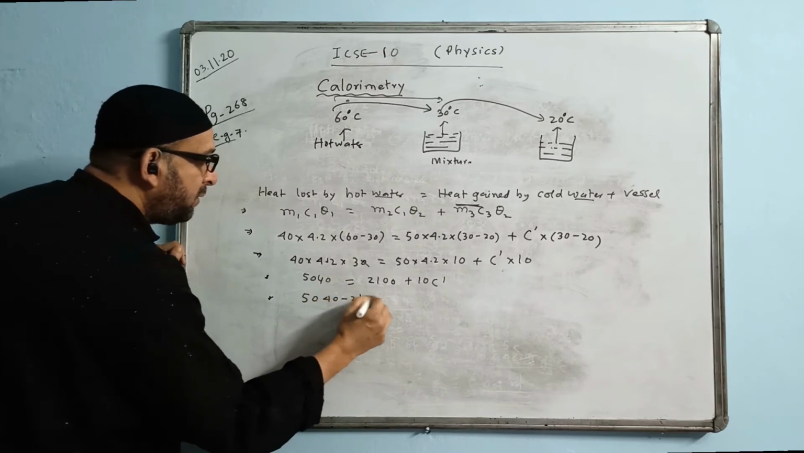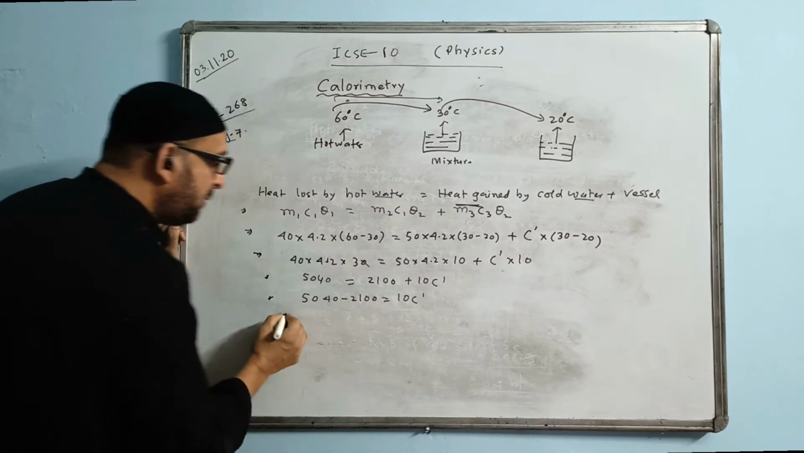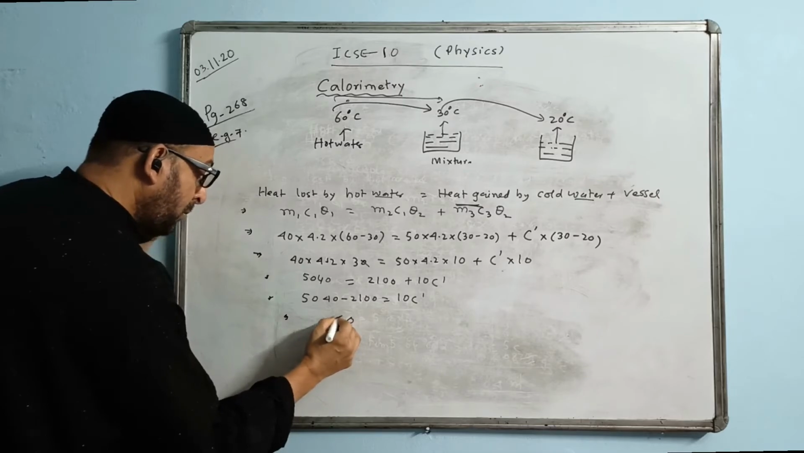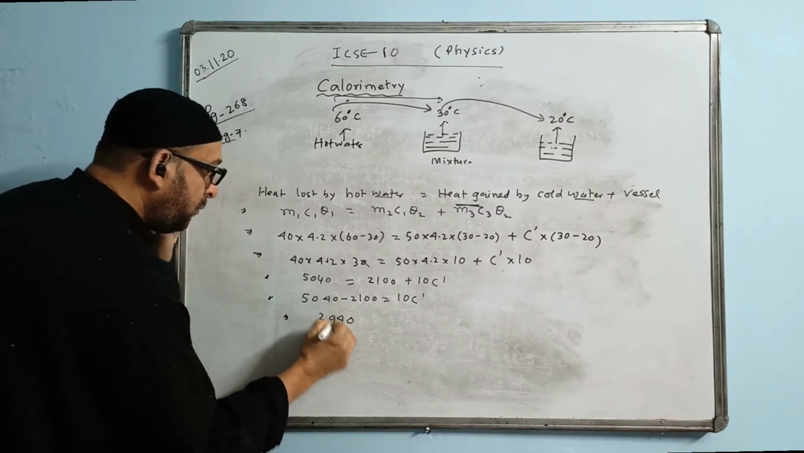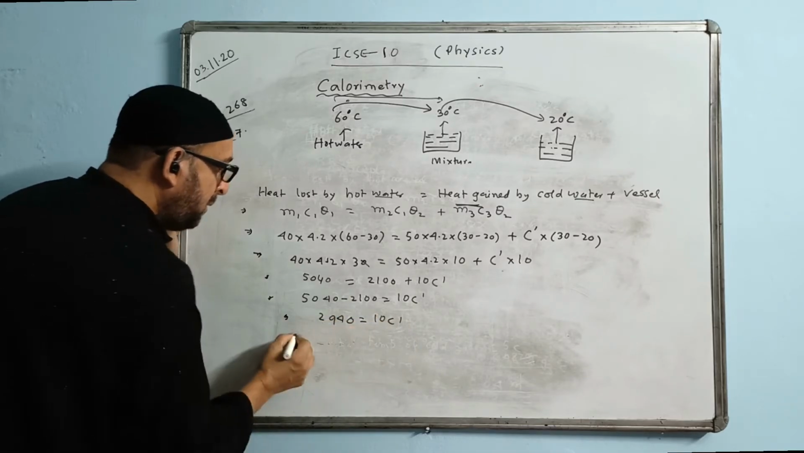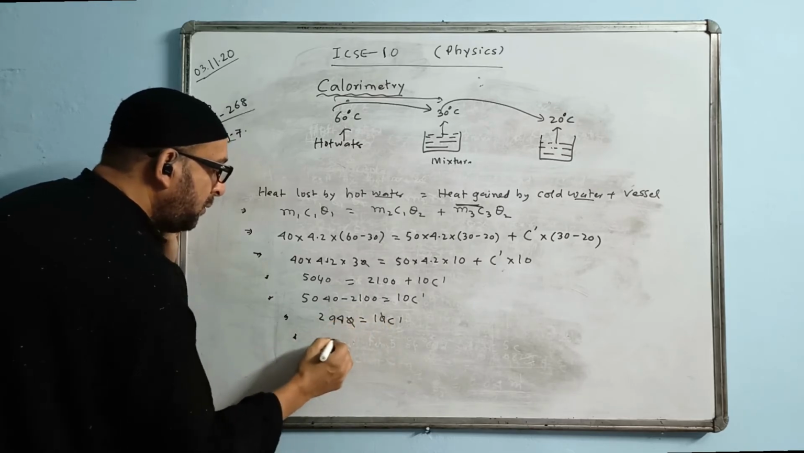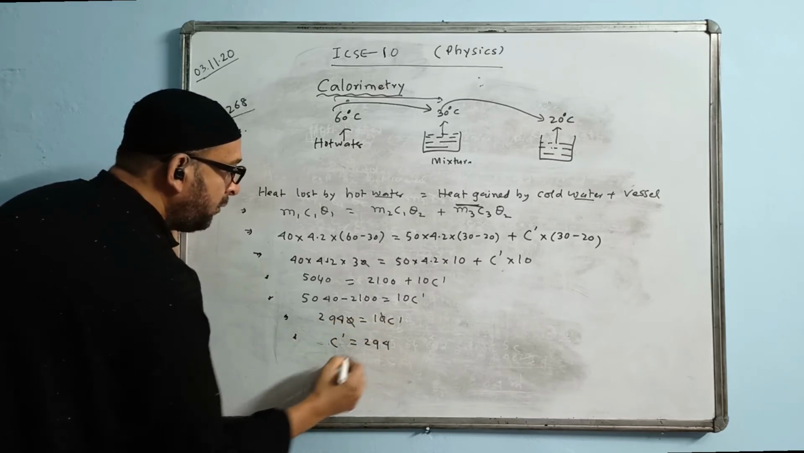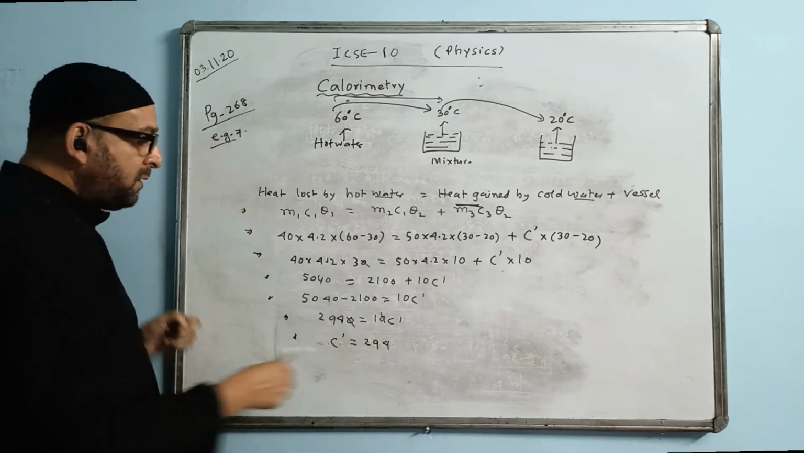5040 minus 2100 is equal to 10 C dash. Subtracting it, you get 2940 is equal to 10 C dash. The 0 will go, and the C dash value comes to 294. So this is the answer. What is the unit for C dash?